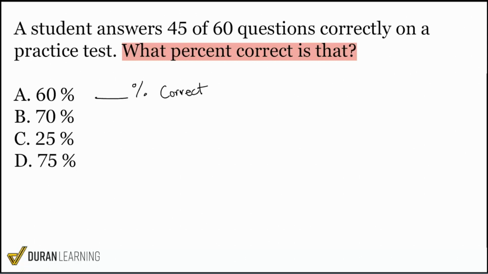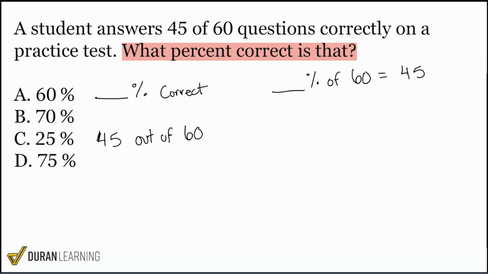So what I'm going to look at here is the main information saying a student answers 45 of 60 questions correctly on a practice test. Okay, so we got 45 out of 60 total questions. So it almost sounds like if we were to set this up like the percentage formula, it would be blank percent of the 60 original questions ends up being 45 questions correct.